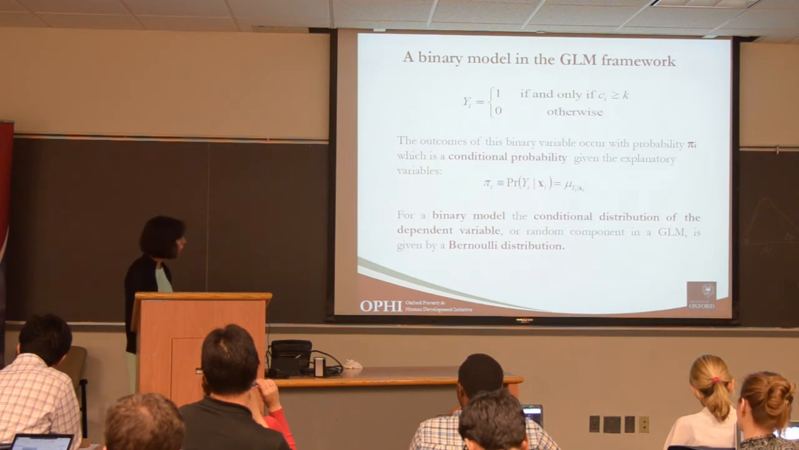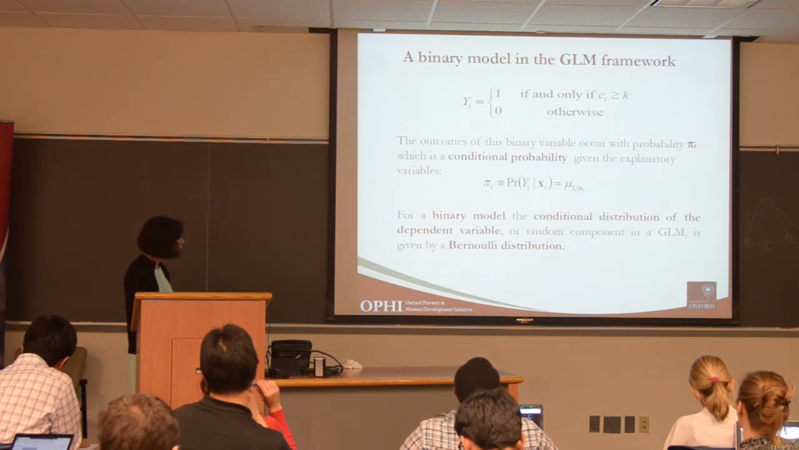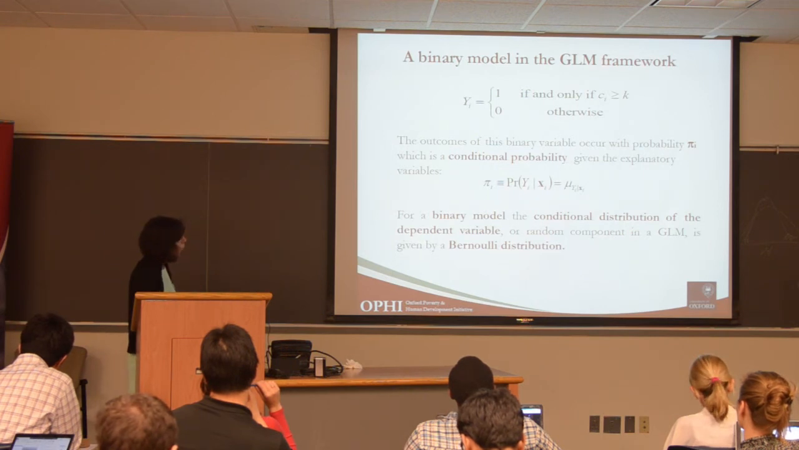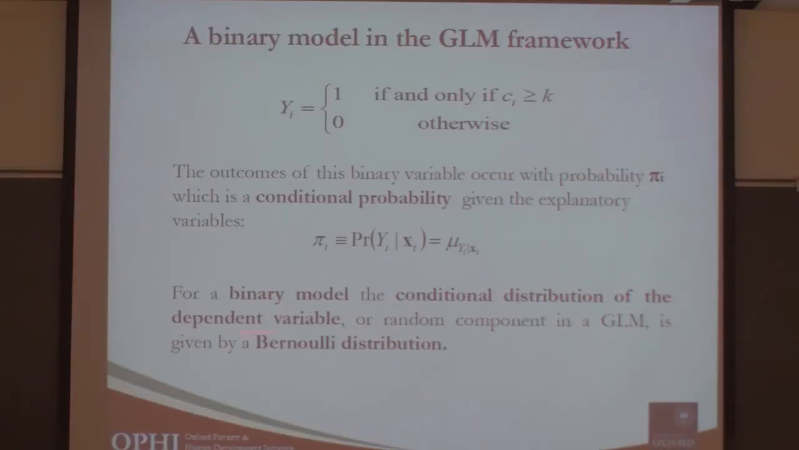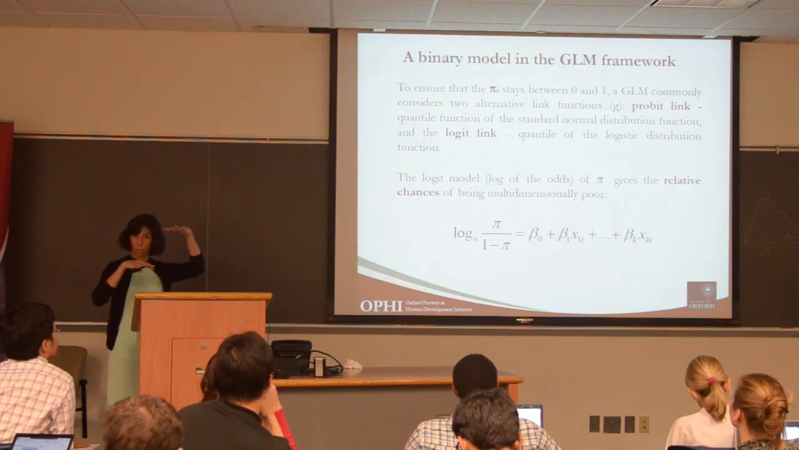Okay, so that's why here I have the probability. Instead of the expected value as it's written here, now it's written in probability terms. Right? So it's the probability of y given x, and we denote it mu. For this binary model, clearly we are using the Bernoulli distribution. Here comes the Logit. The Logit, we said, is the log of the mean divided by 1 minus the mean. But the mean now is the probability, because it's 0, 1. So it's the log of the probability of being multidimensionally poor divided by 1 minus the probability of being multidimensionally poor. So it's the odds, right?